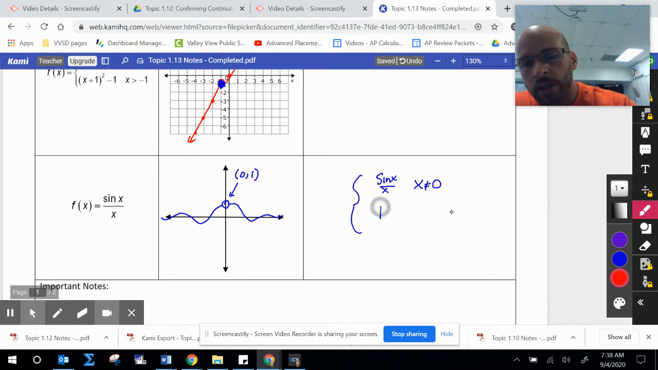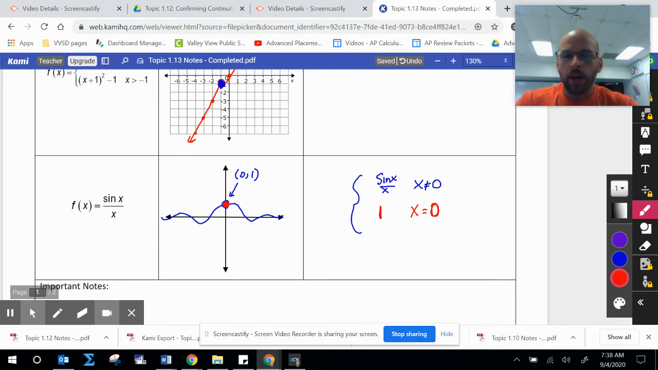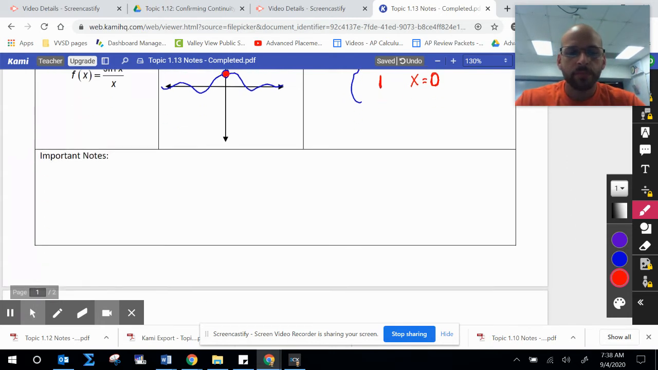I'll use a different color here. I'm going to put a point at 1, when x is 0. And what it's saying is it's going to put the point in at 0, comma 1. And now if you look at my graph, that graph is now continuous, right? So we're trying to find creative ways to take a function that's not continuous at a point, and make it that way.